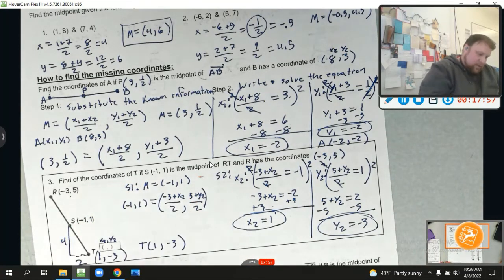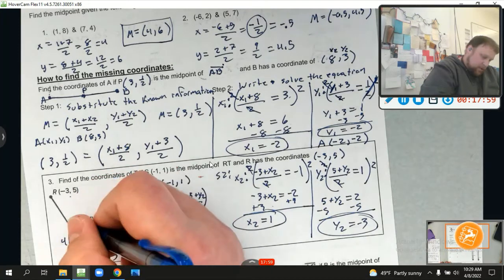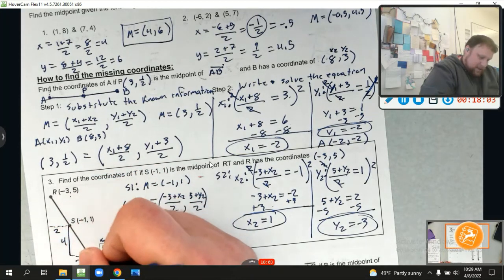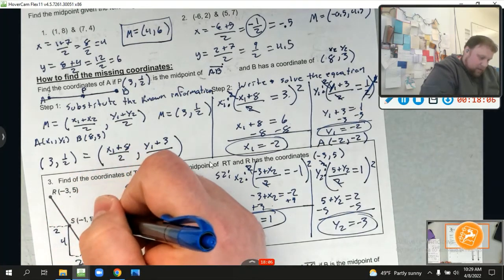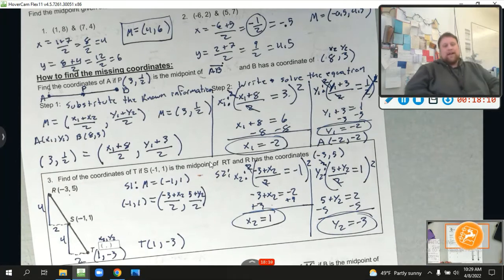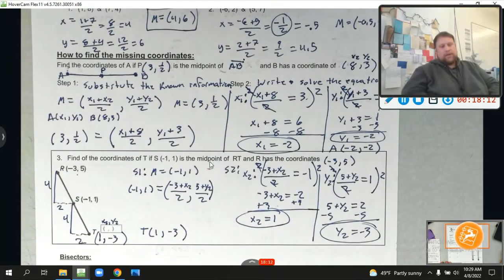Well, let's see, to get from this point, let's look what we do. To get from negative 1 to negative 3, I still have to go back 2 again, so it's the same thing we did down here. And to get from 1 to 5, it's up 4. So notice how those are the exact same. That's what we want. A midpoint should have the same slope triangle.